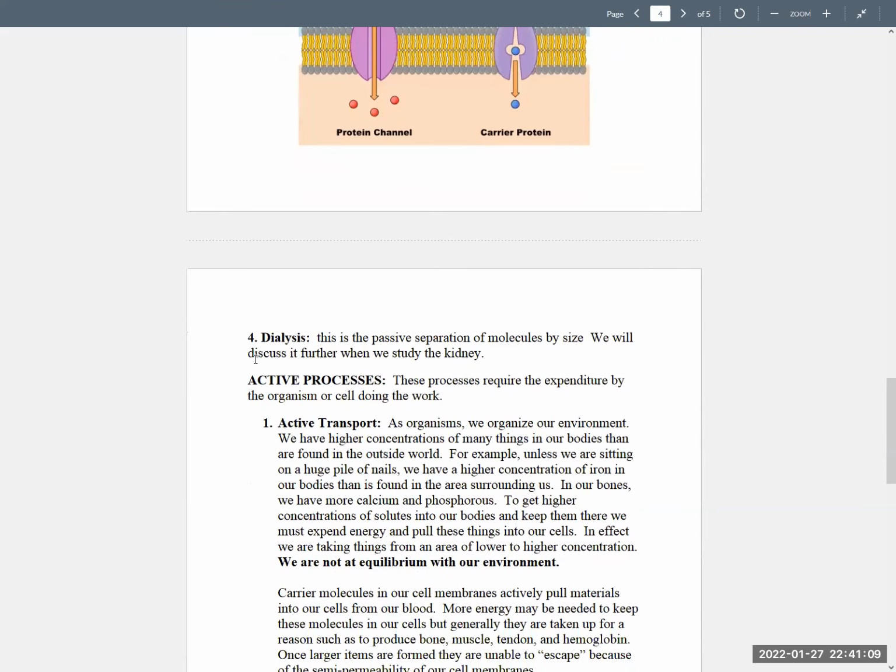Okay. Dialysis is the fourth and final passive process. This is the separation of molecules by size. We're really going to beg off here and save the discussion of this until we get to the kidney.